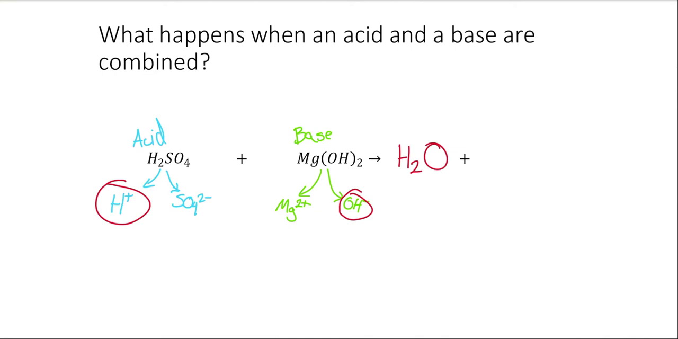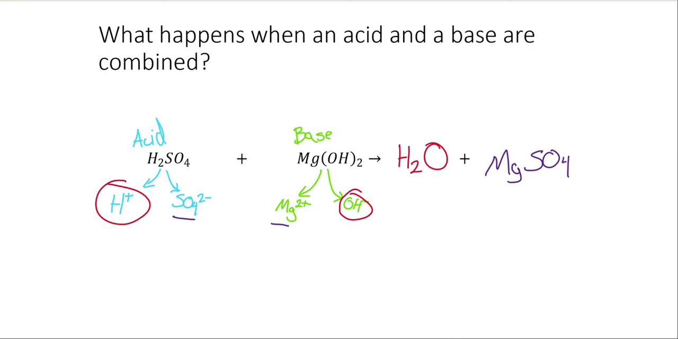And that just wonders, well, what's the other thing? I have SO4 2 minus, I have Mg2 plus. Those are going to combine. Those charges are already balanced, so that makes our life a little easier for this one. Remember, you always write your metals first. So it's going to be magnesium sulfate.